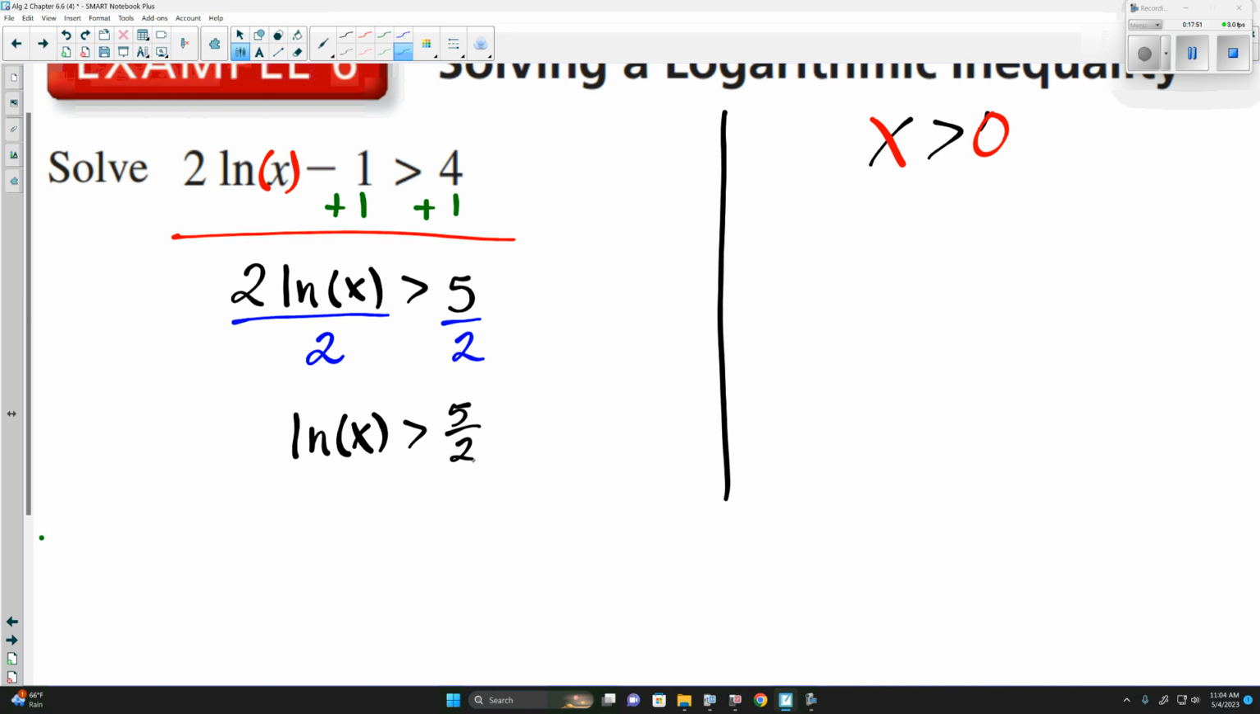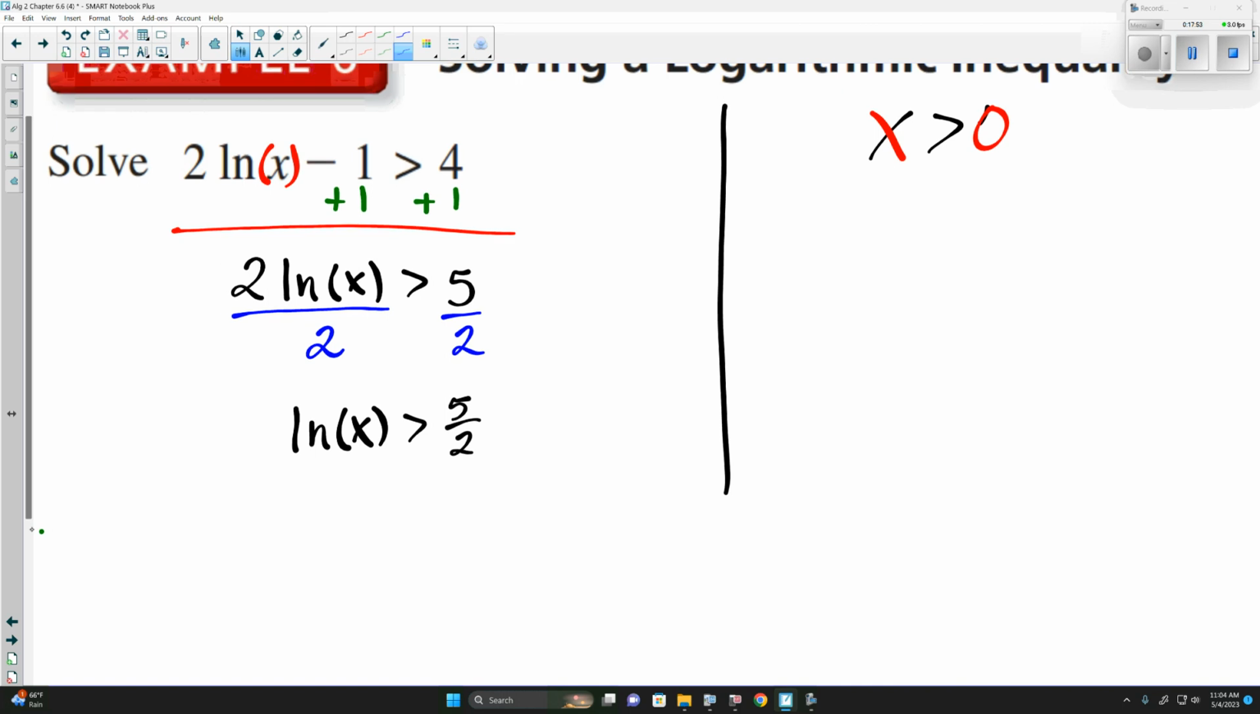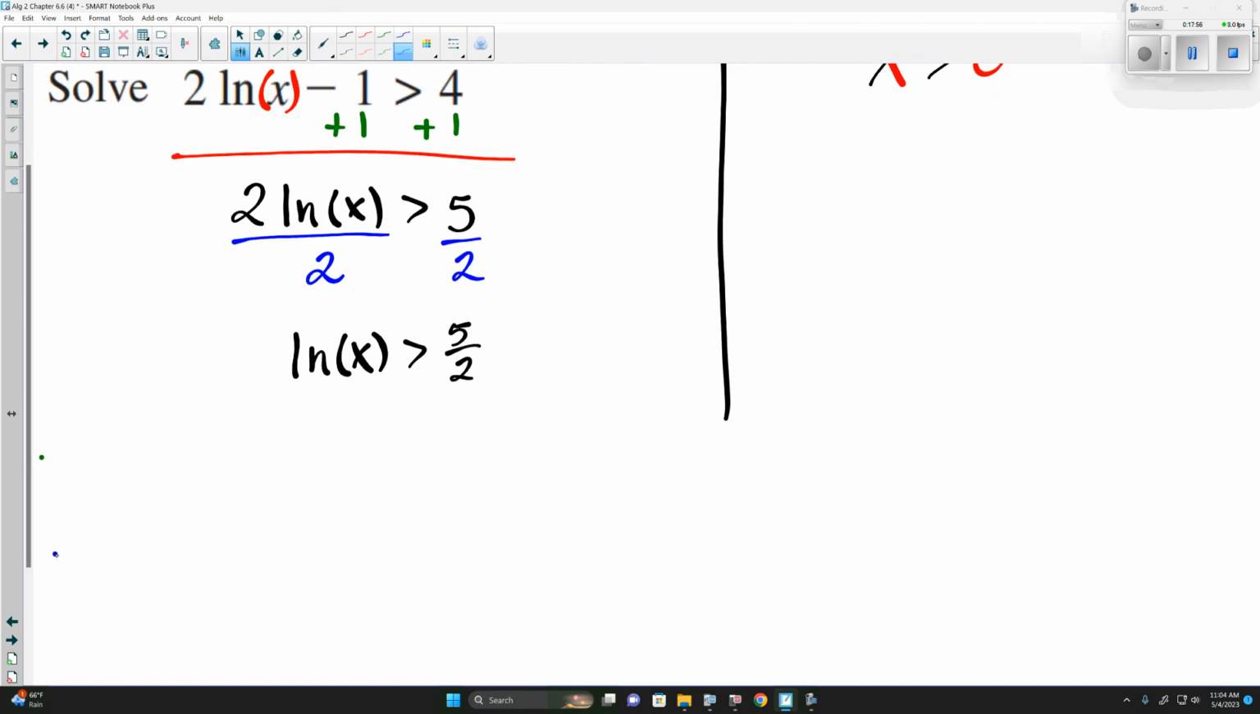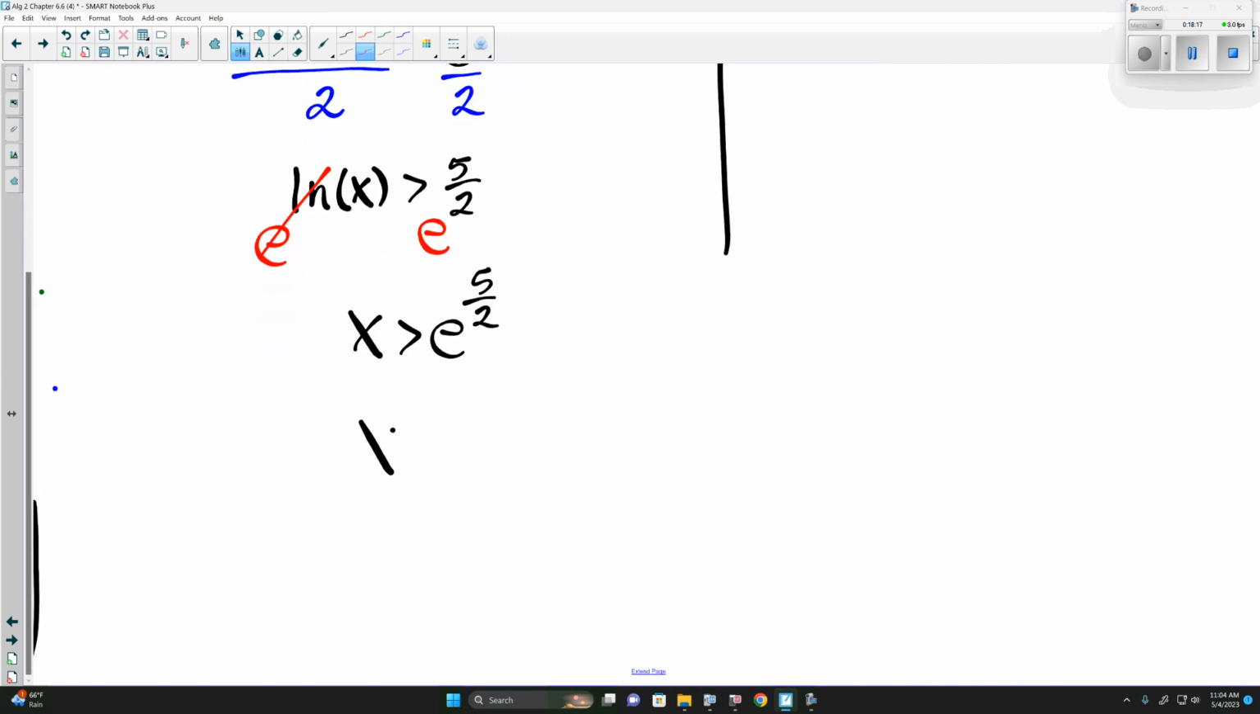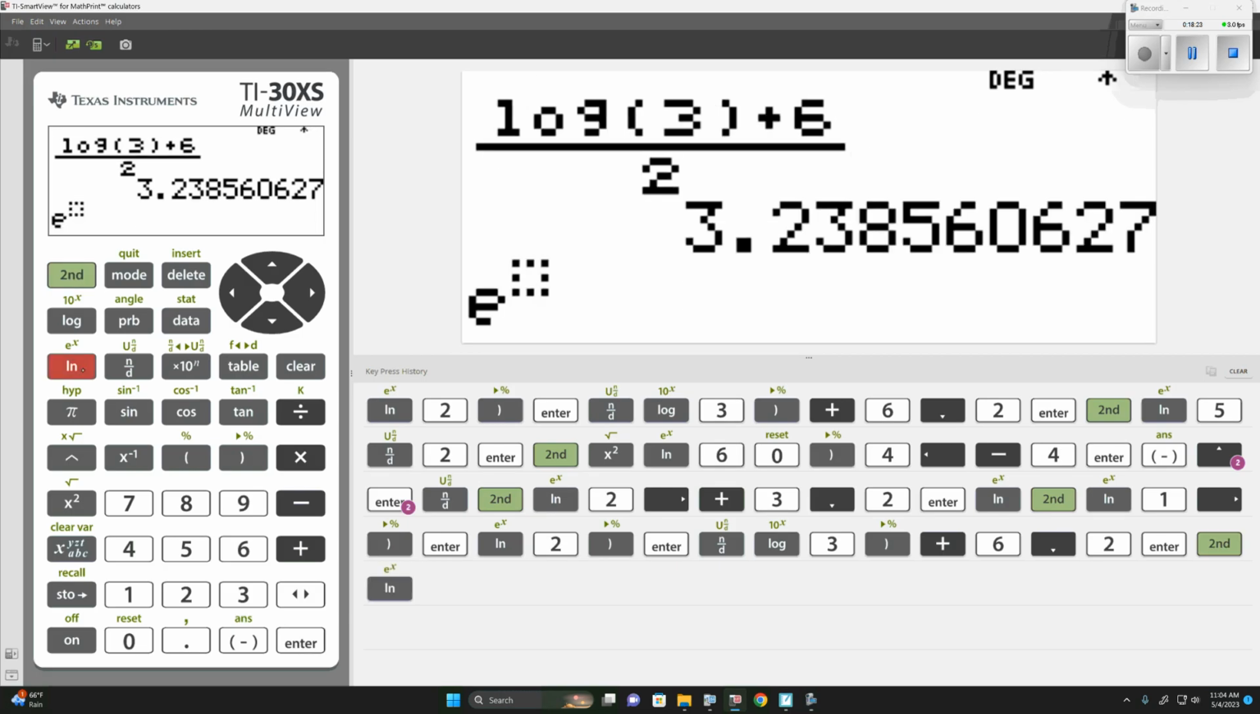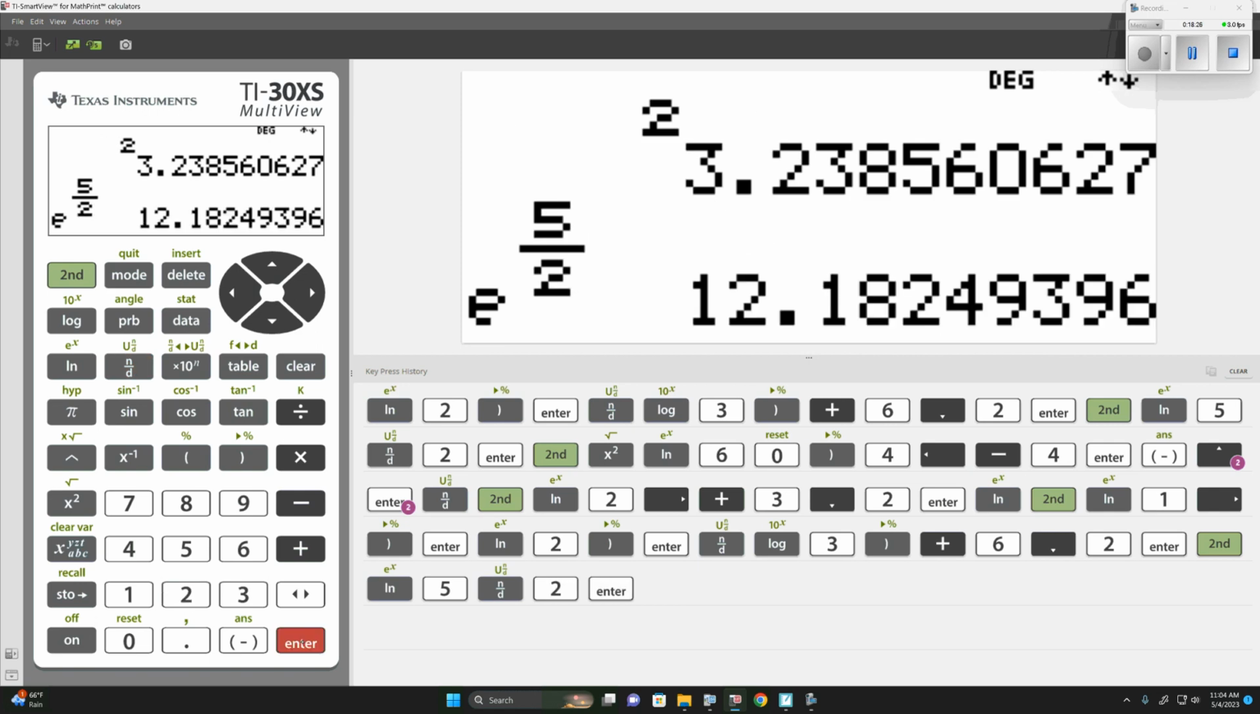I'm going to leave it as 5/2. We can put 2.5, either one. I'm just going to leave it as a fraction. If it reduced nicely, I would reduce it, but we'll leave it as 5/2, mainly because our next step to get rid of the ln, we have to put both sides to the base of e. These will cancel, guys, telling us x is greater than e to the 5/2. Now at this point here, we could plug this into the calculator. We can say second e to the 5/2 is 12.182.